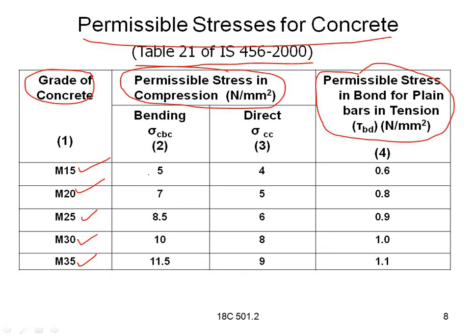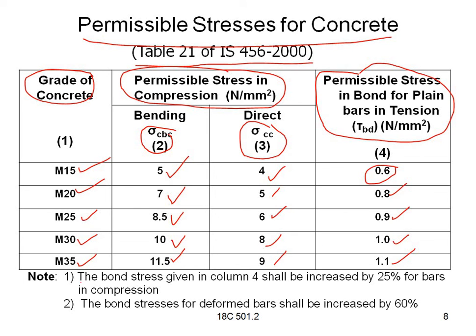These are all grades of concrete. And in bending, sigma CBC is 5 Newton per mm square, 7, 8.5, 10, 11.5. And in direct compressive stress, sigma CC is 4, 5, 6, 8, 9. And permissible bond in plain bars in tension is 0.6, 0.8, 0.9, 1.0, 1.11. So this is the table we have to remember while calculating the permissible stresses for concrete.